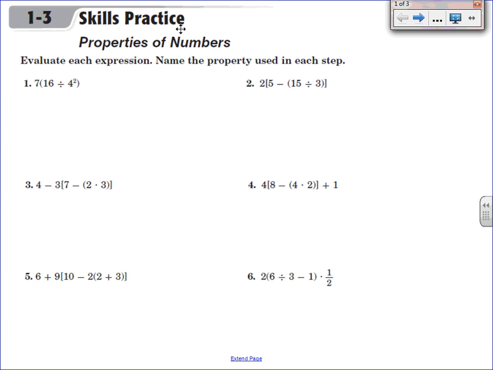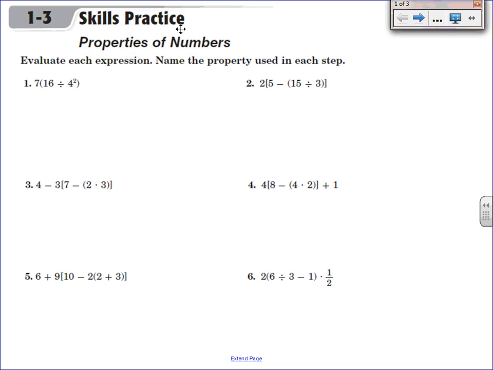This is the 1-3 skills practice. In the first part it says to evaluate each expression and name the property used in each step. And so it would be handy to have the vocabulary handout for section 1-3 because it explains all of the properties that we might be naming.